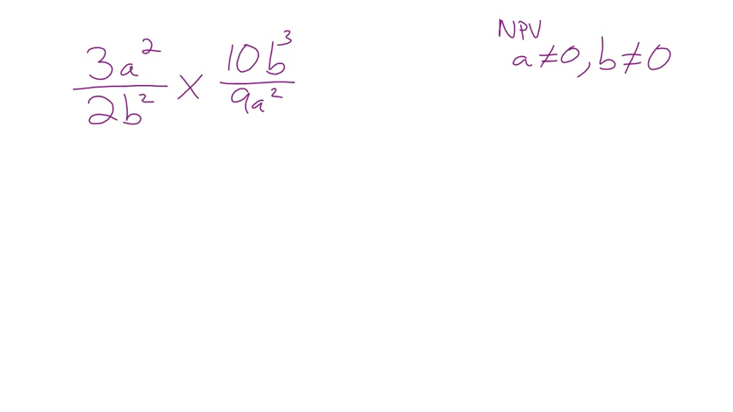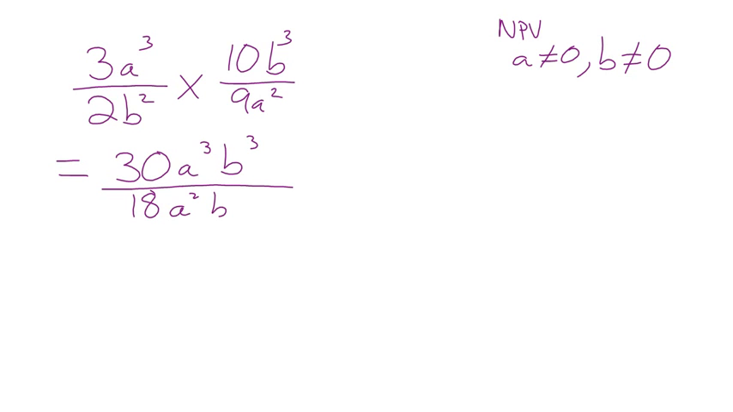Is that A squared? Oh, sorry. This should be an A cubed. Let's change that. Make that an A cubed. So what you can do is multiply it out. Again, something that I probably wouldn't do, but we can get 30 A cubed B cubed over 18 A squared B squared.